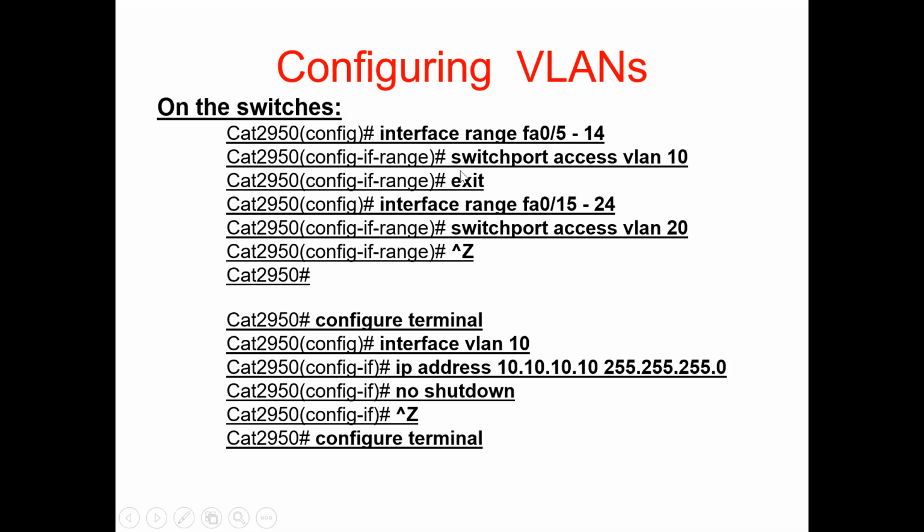Then we get out. Exit means you go to the parent mode of this, which is config. So it takes you back to config. Then you go to the other ports, 15 up to 24. So again, we issue interface range FA0/15 to 24, and then make that another VLAN. In this case, it's VLAN 20, using numbers to describe the VLAN. So we have VLAN 10, VLAN 20 in this illustration. And then you can get out. You can do exit, or you can do Control Z to get out.